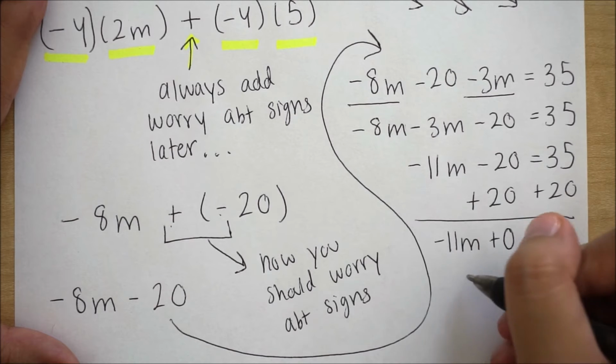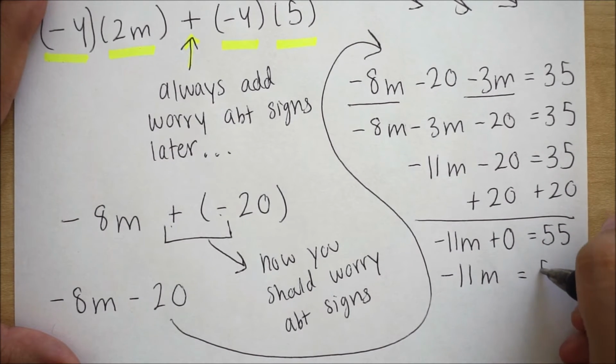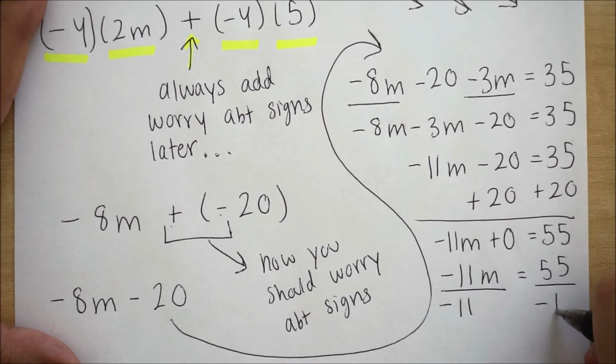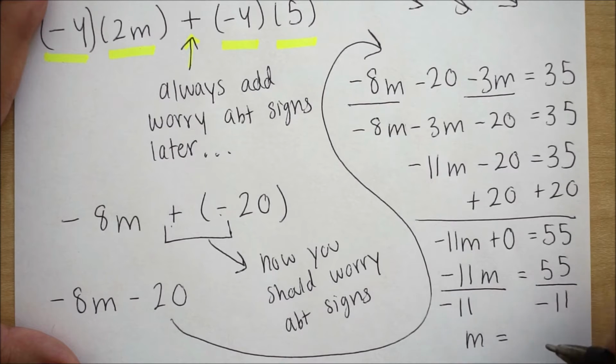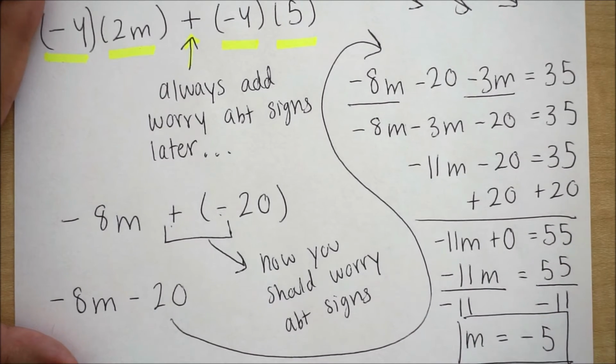From here, you should know by now that the 0 means nothing. So we have negative 11m is equal to 55. Divide both sides by negative 11. So m should just be equal to negative 5. A positive number divided by a negative number is a negative answer.